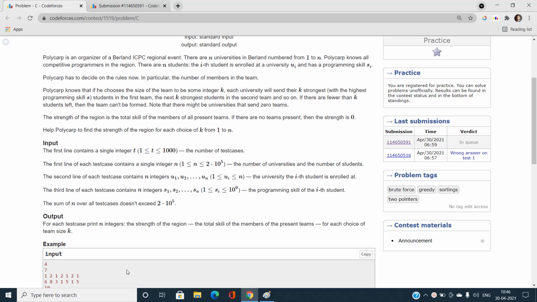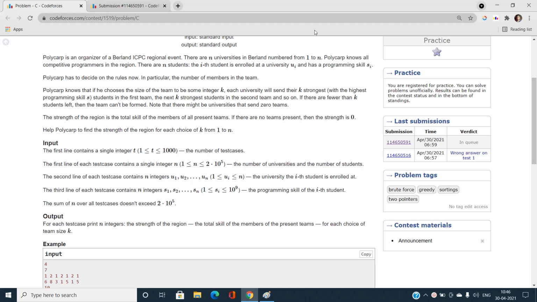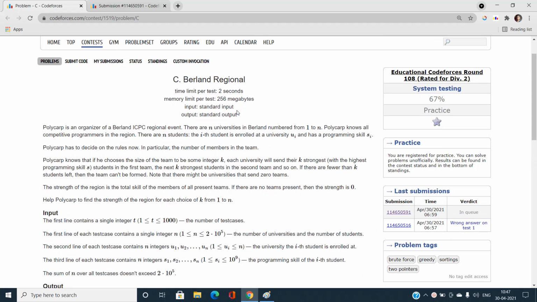The strength of a region is the total skill of the members of all present teams. That is, for the teams formed, I sum up the skills of the students in those teams. If there are no teams present, the strength is zero. And k varies from 1 to n. We have to report the answer for every k from 1 to n. This is going to be an interesting problem.